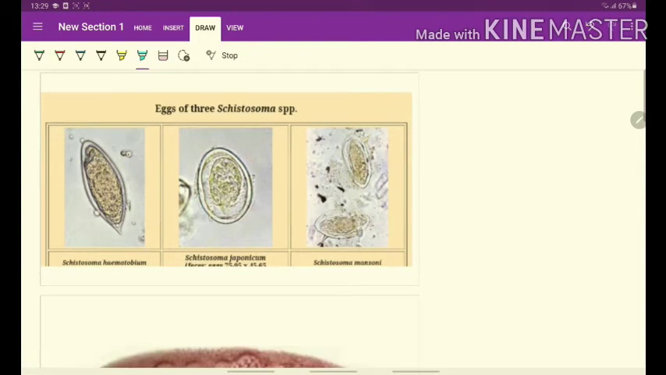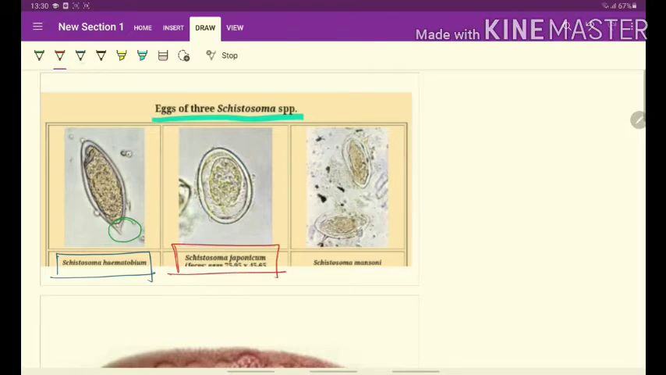This is a comparison between the three eggs of Schistosoma species. The Schistosoma haematobium has the characteristic terminal spine. Schistosoma japonicum has a characteristic lateral knob, and the Schistosoma mansoni has the characteristic lateral spine.